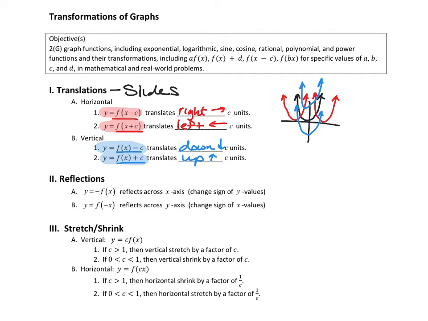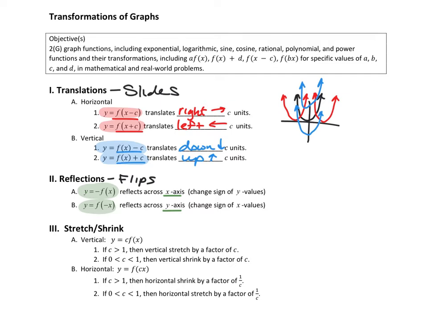The next type of transformation we have is a reflection. In layman's terms, these are flips. We're going to be reflecting or flipping our graphs across both the x and y axis. If you multiply a -1 in the very front of the function, y equals negative f of x, you're going to reflect it across the x-axis. If you reflect it over the y-axis, you're multiplying that -1 inside the function.